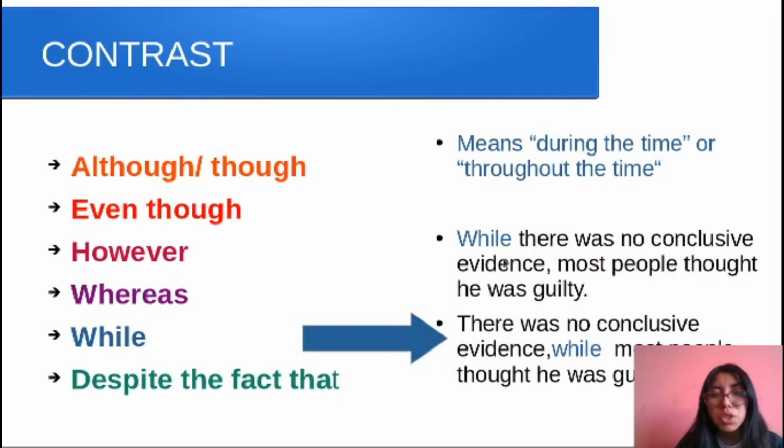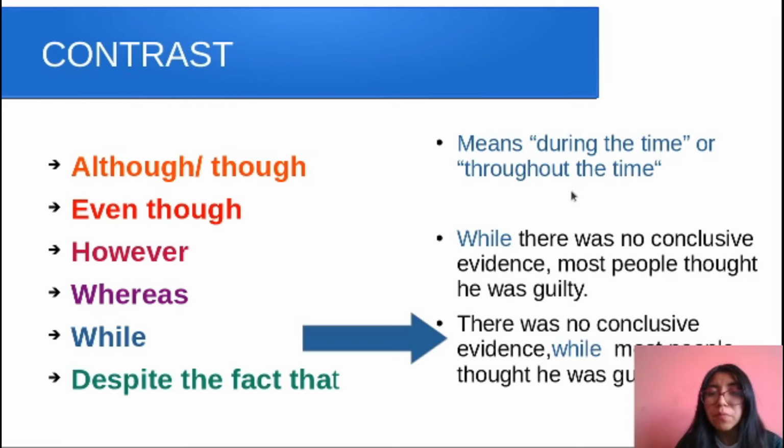We are going to see while. When do you use it? It means during the time or throughout the time. Okay? While there was no conclusive evidence, most people thought he was guilty. In this case, we are comparing the duration of the time at the same time. What is the meaning of while? Mientras there was no conclusive evidence, most people thought he was guilty. Okay? So we are going to show during the time.